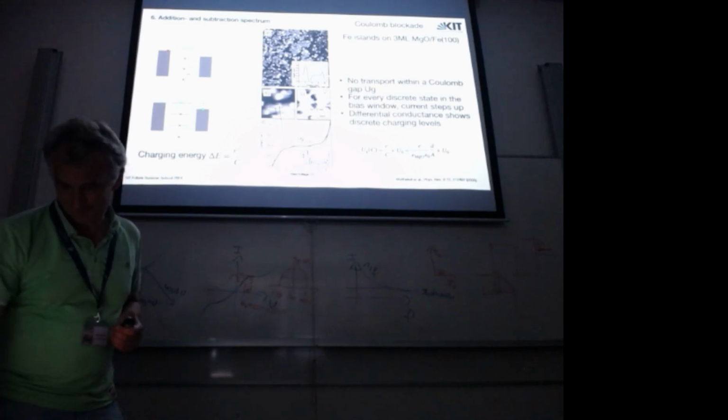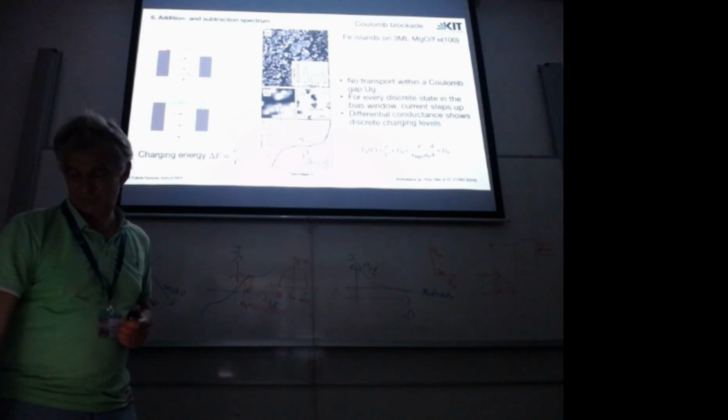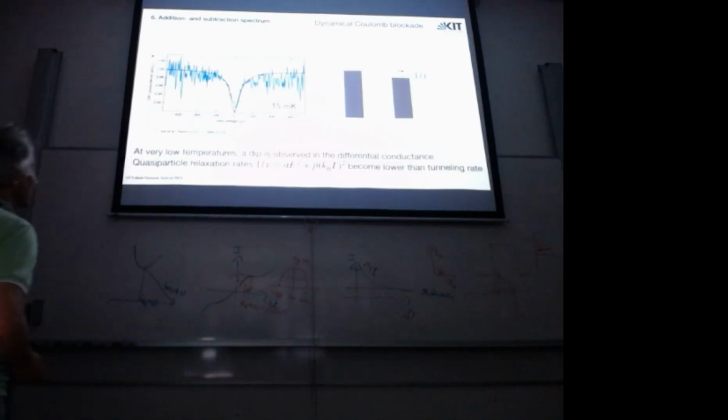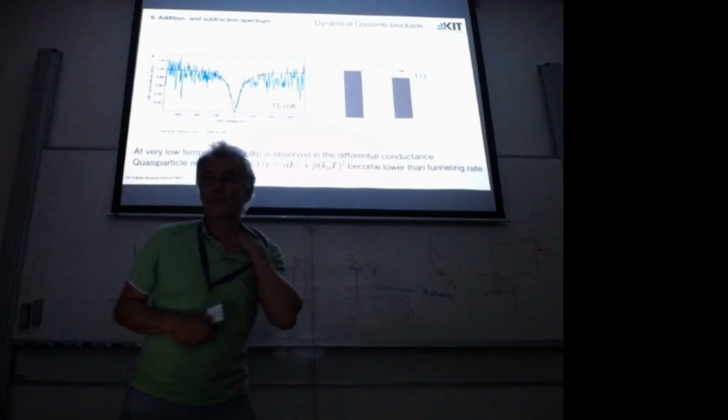But let's go to really low temperatures. Let's go to millikelvin. 15 millikelvin experiment, Max Planck Institute. This is just on a normal metal. Tunneling to a big sample. And what do you see? There is some dip at the Fermi energy. Why the heck is there a dip at the Fermi energy?